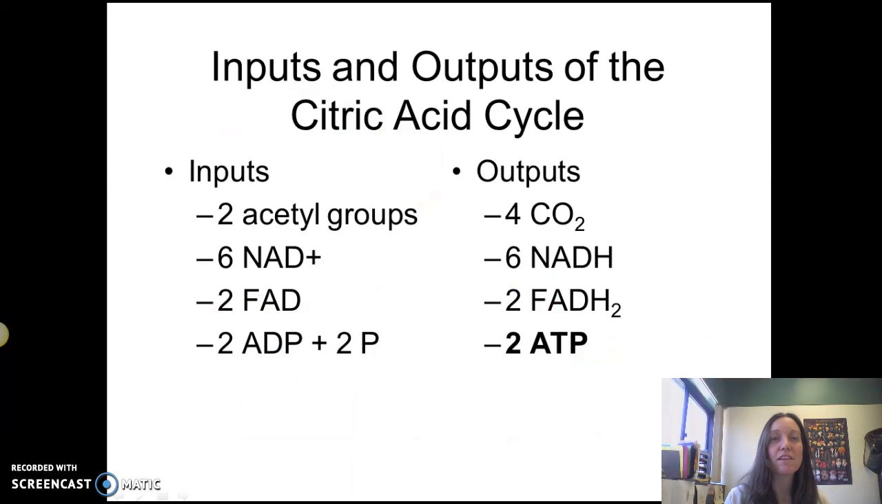So in the citric acid cycle, 2 acetyl groups come in. This carbon in the acetyl groups and oxygen gets released as carbon dioxide. You don't need to know the numbers of NAD+ and FAD involved, but just know that they're both involved here as electron carriers, and we make 2 ATP molecules.